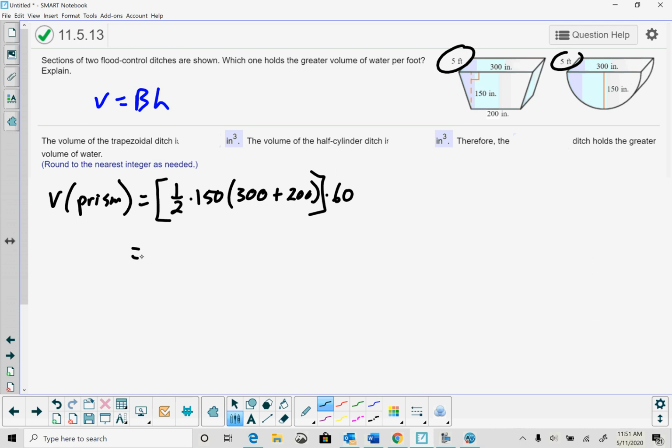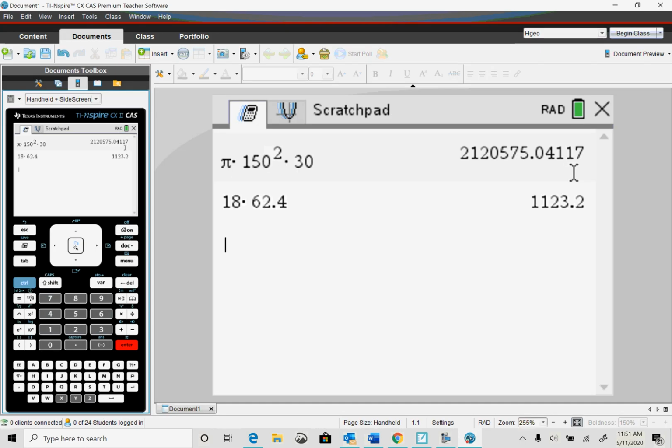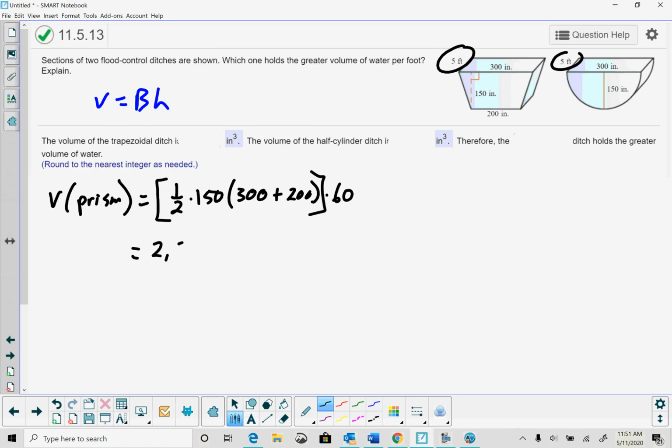So again, to the calculator here. Order of operations, 300 plus 200 is 500. Then inside the brackets, you can multiply that in any order you want. Half of 500 would be 250. So if I take the 250, multiply it by the 150 times the height of 60, that gives me a volume there of 2,250,000. Inches, inches, inches. This is in cubic inches.